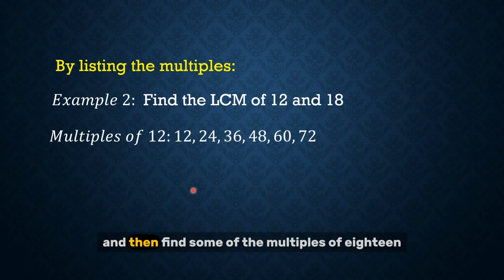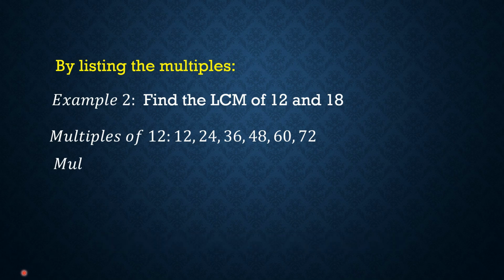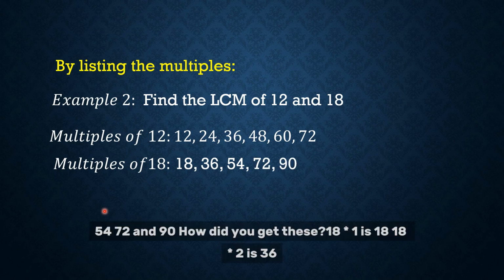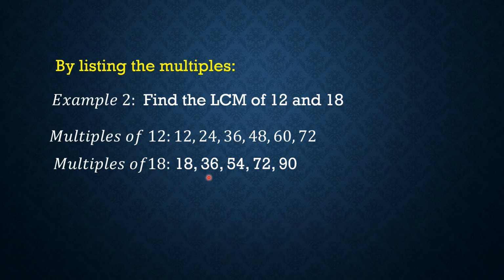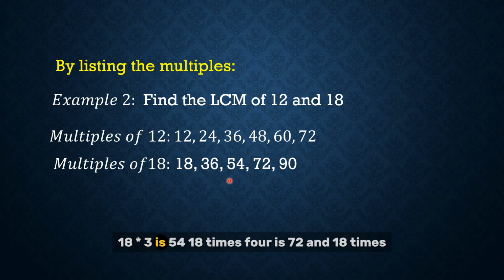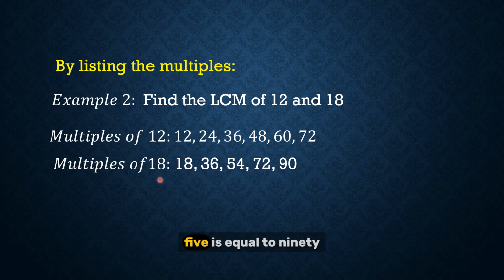And then find some of the multiples of 18. Some of the multiples of 18 are 18, 36, 54, 72, and 90. How did we get this? 18 times 1 is 18. 18 times 2 is 36. 18 times 3 is 54. 18 times 4 is 72. And 18 times 5 is equal to 90.